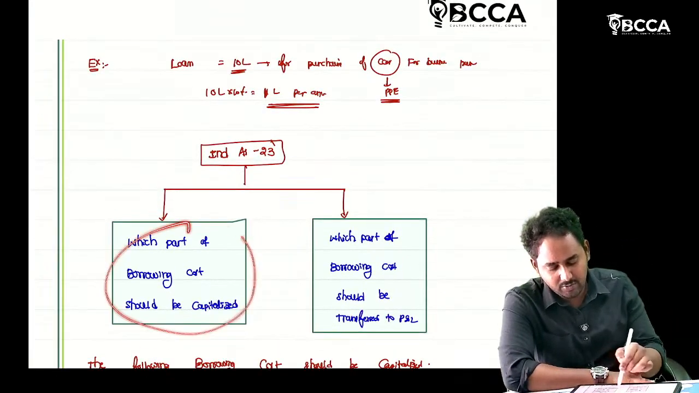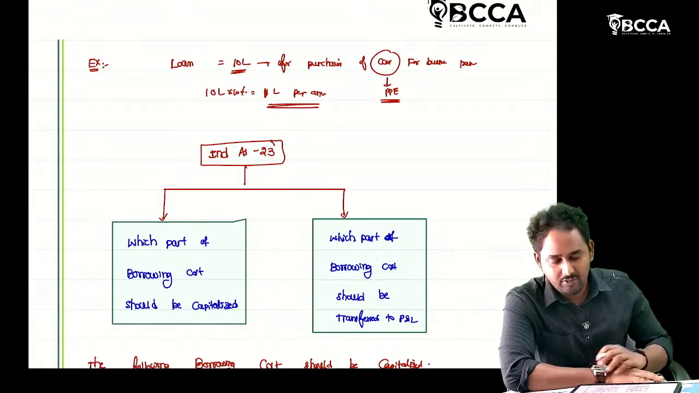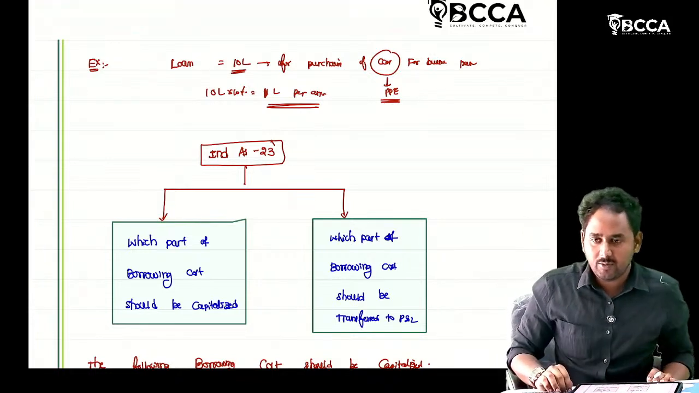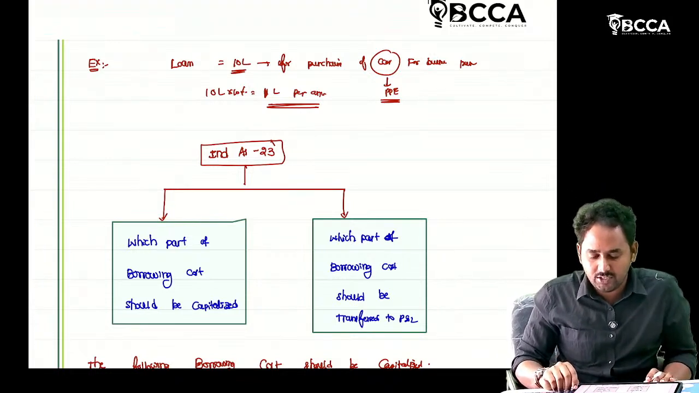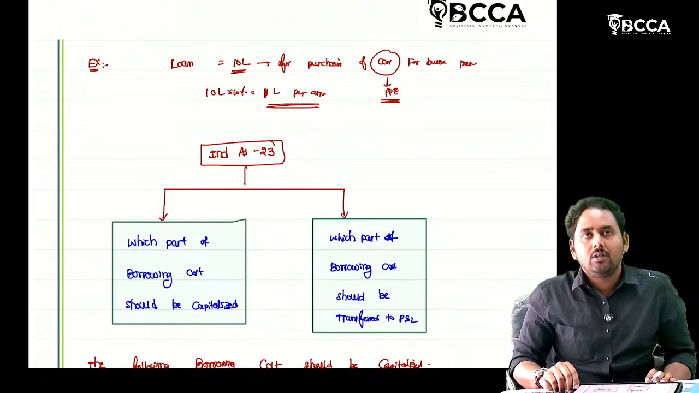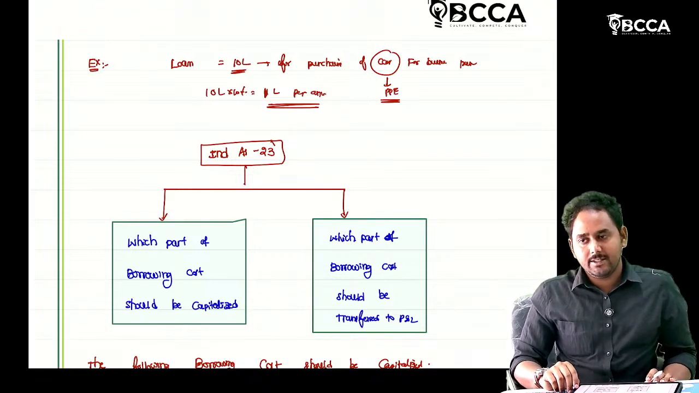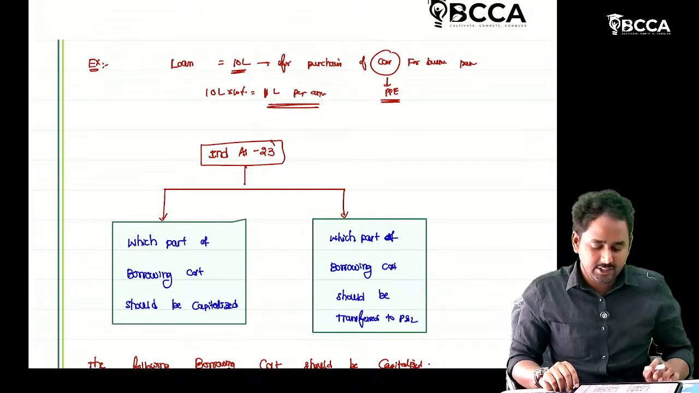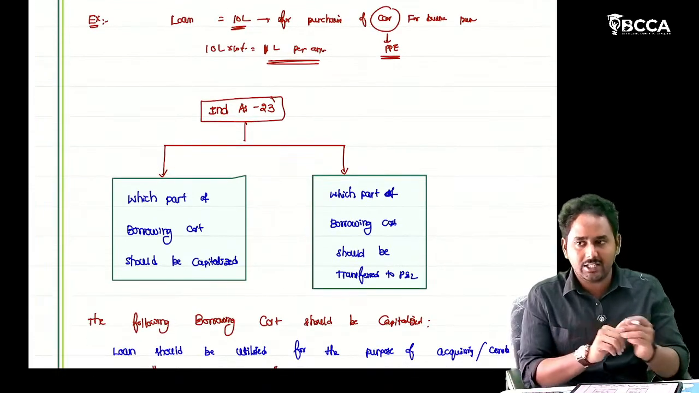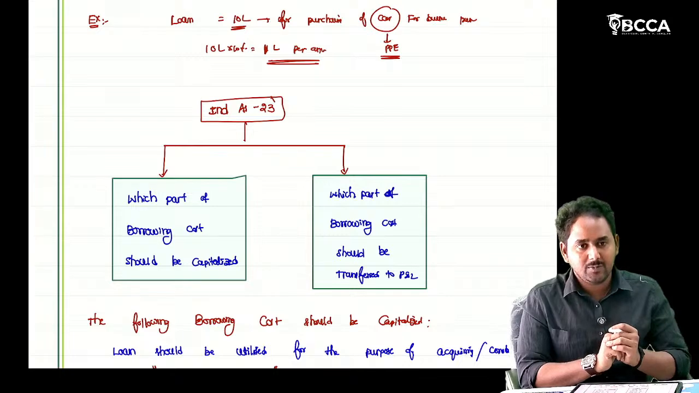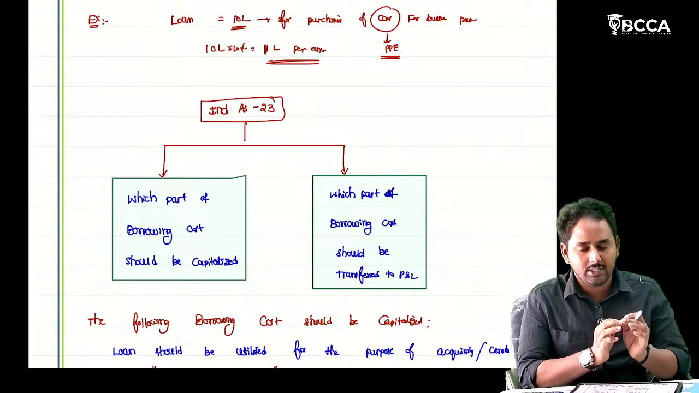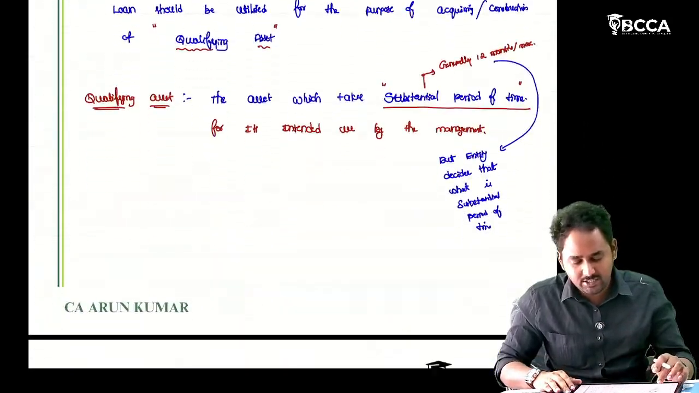Which part of the borrowing cost should be capitalized, right? For this, I have divided the entire borrowings into two types: general borrowings and specific borrowings. With respect to the general borrowings, how to calculate the capitalized interest? With respect to the specific borrowings, how to calculate the capitalized interest? Let's see.